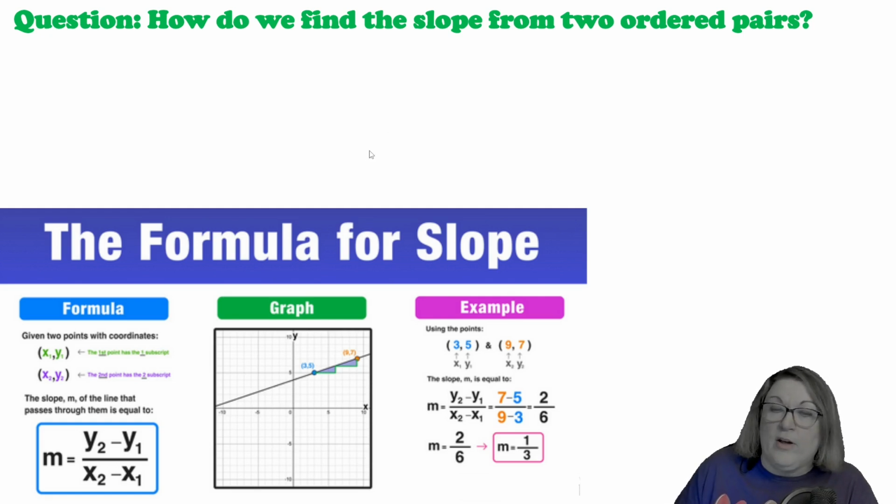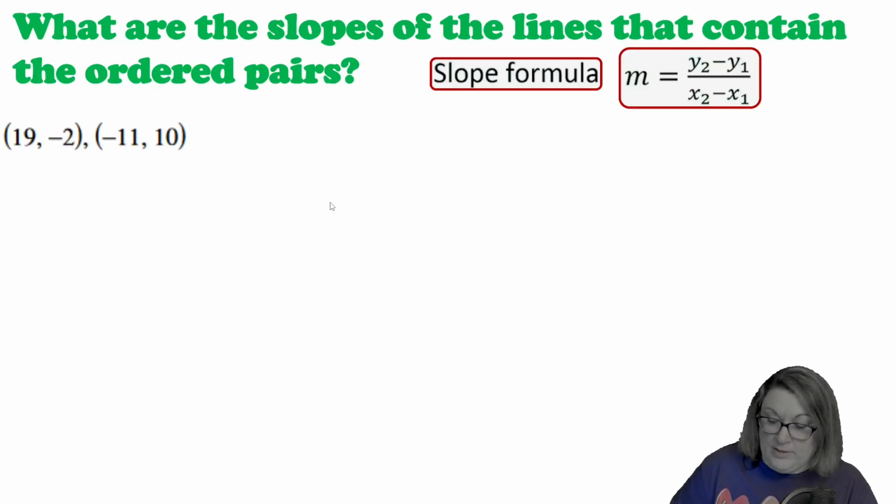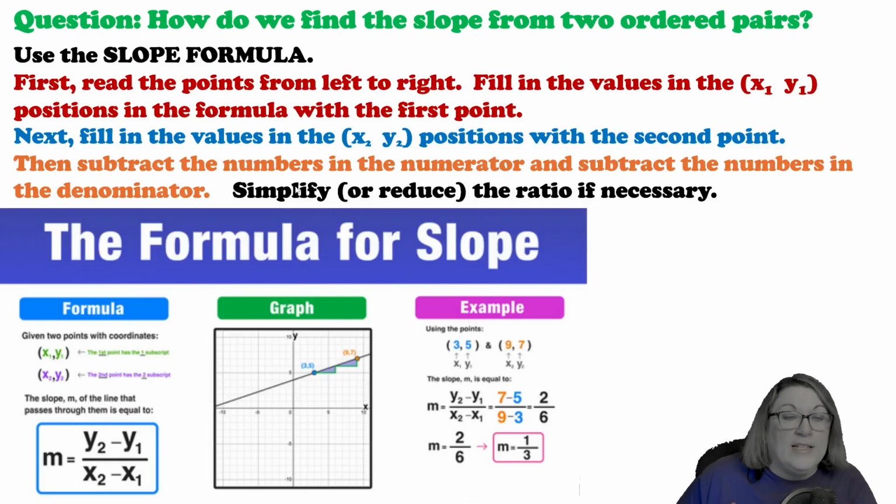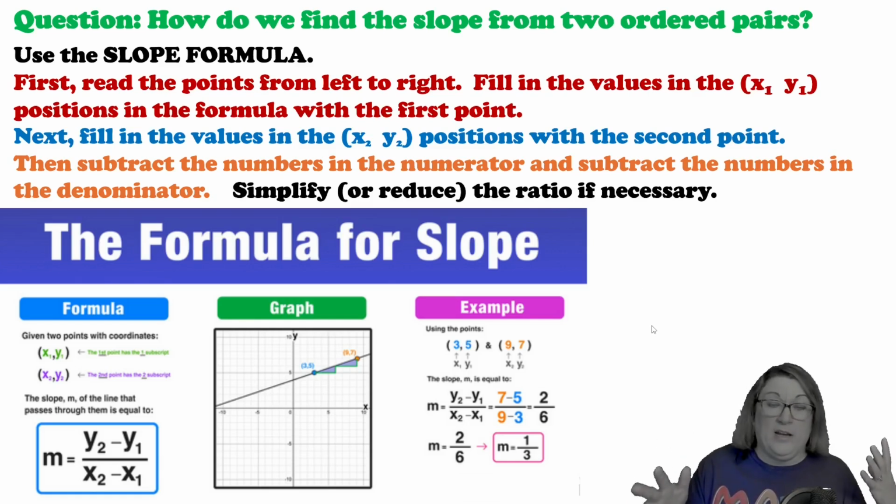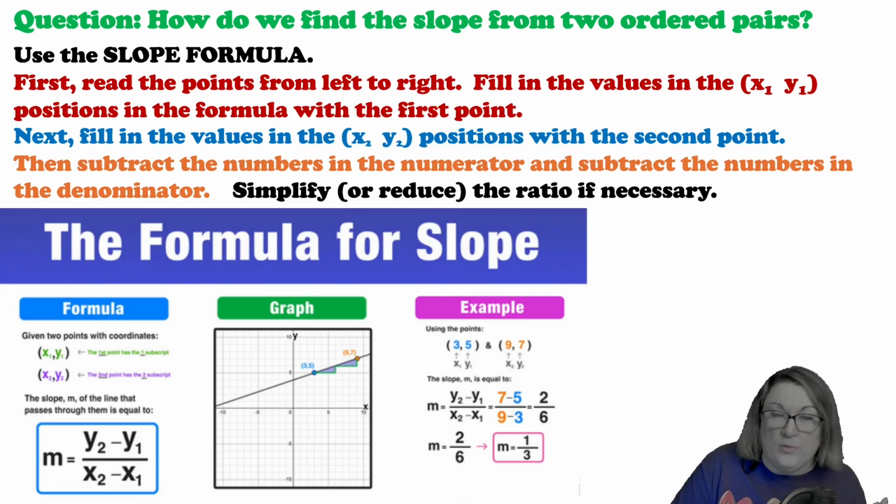All right, so what do we got going on here? Let's first read the points from left to right. Fill in the values in the x1, the first x, and the y1 positions in the formula with the first point. Next, fill the values in the x sub 2, y sub 2, or the second x and the second y positions with the second point. Then subtract the numbers in the numerator and subtract the numbers in the denominator. Always simplify or reduce the ratio if necessary. That sounds kind of complicated, but after I show you, it won't be quite so confusing.